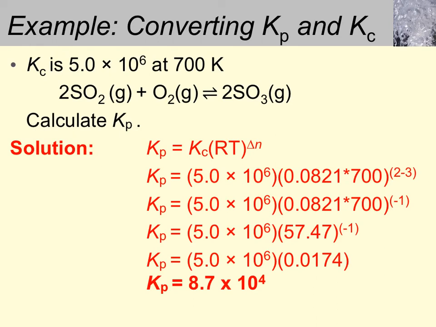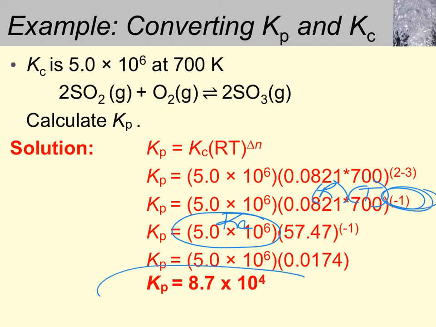When you plug all of that in, here's the Kc value. Here's R times temperature in Kelvin raised to the minus 1 power. You get that Kp is 8.7 times 10 to the 4th. And Kc was here. So the values can be vastly different.